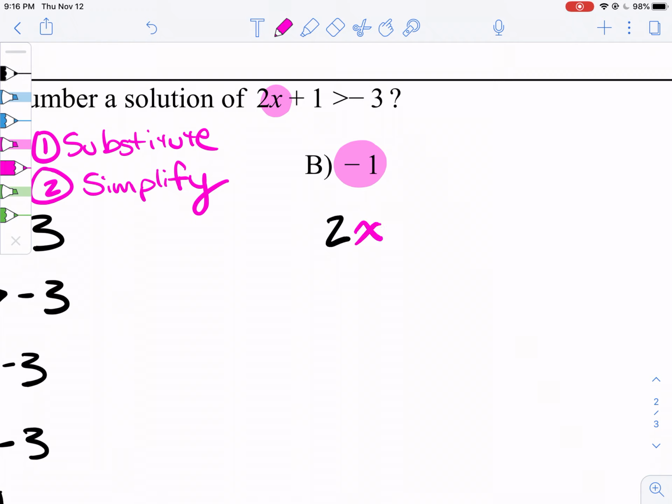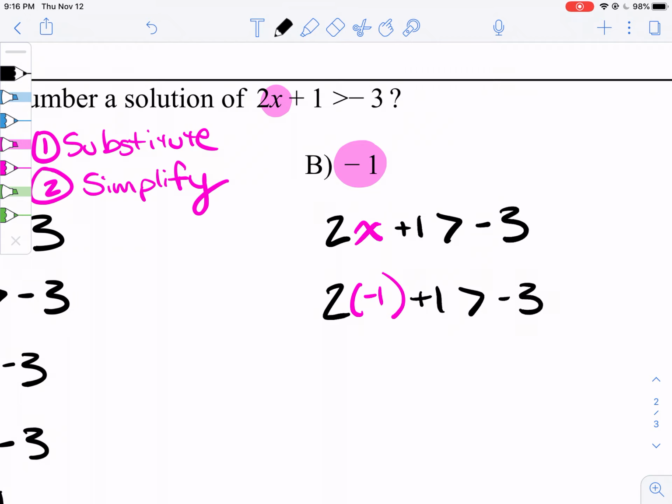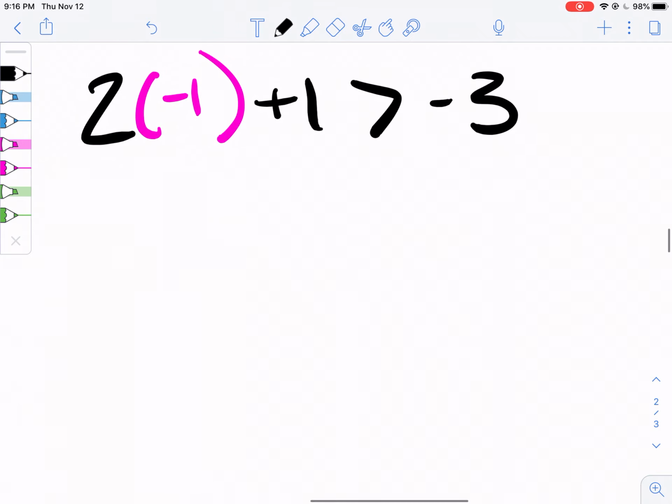2x plus 1 is greater than negative 3. And we're going to substitute. If we take x is negative 1, will this be true? Is it true that 2 times negative 1 plus 1 is greater than negative 3? Well, let's find out. Let's simplify.